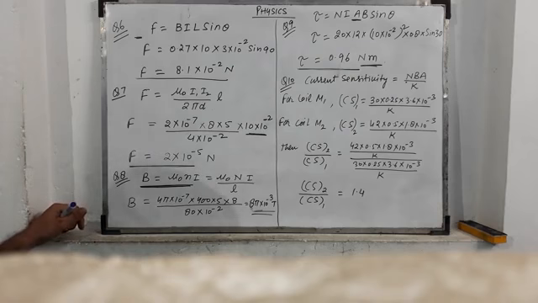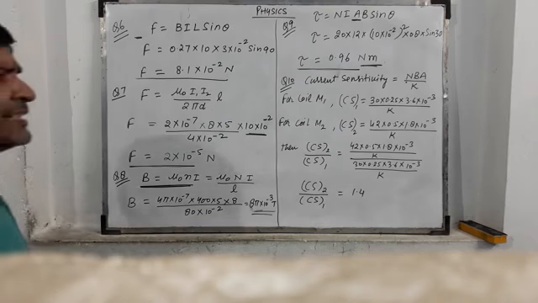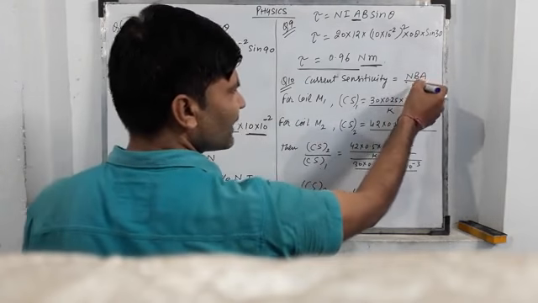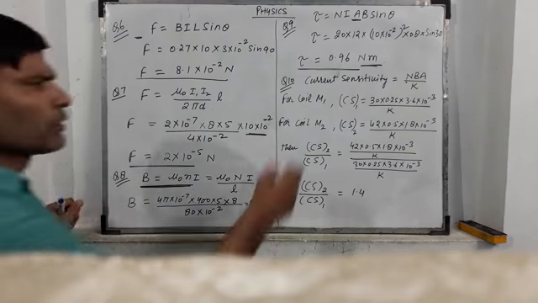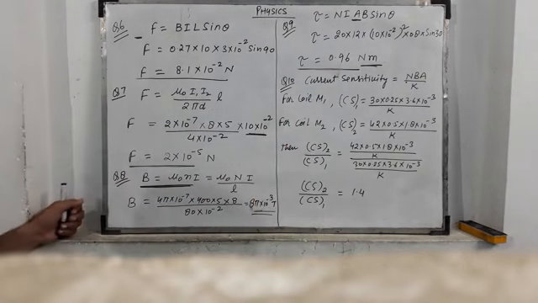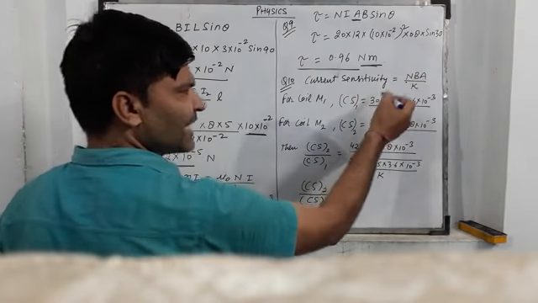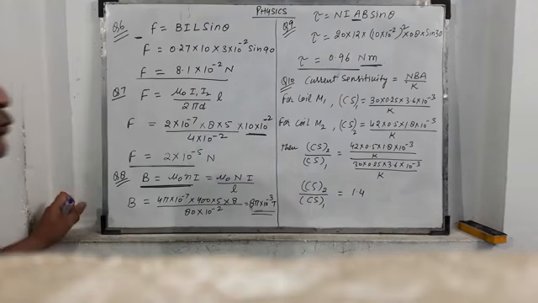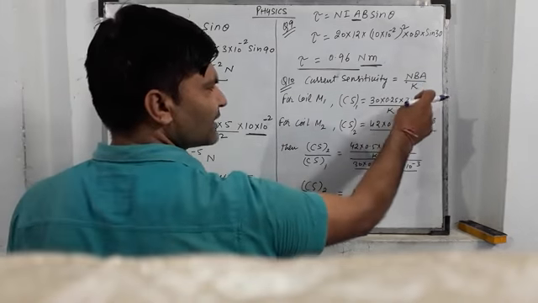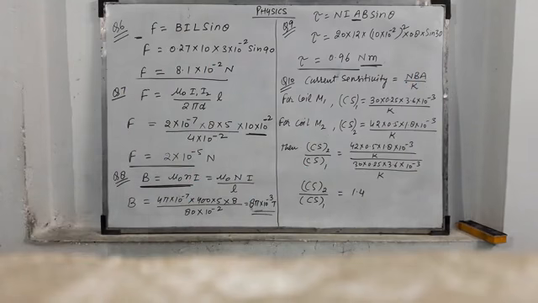Okay. In question number 10, two moving coils are given to you with some parameters, and the question is asking about the ratio of current sensitivity and the ratio of voltage sensitivity. So for current sensitivity we have NBA upon K. For coil M1 we have the parameters, N is 30, B is 0.25 and area is 3.6 × 10^-3 meter square.